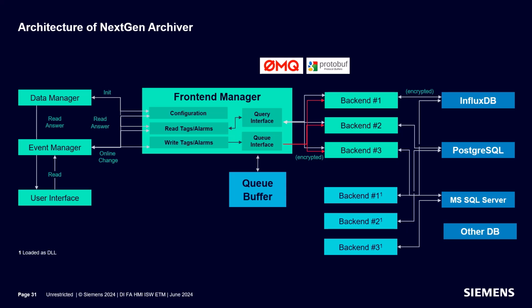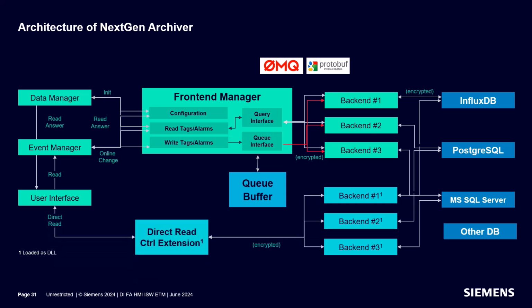Direct Read Control Extension. The Direct Read Control extension allows users to access the underlying database directly for faster access to historical data, bypassing front-end back-end communication overhead.